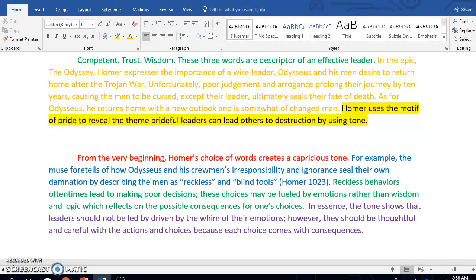From the very beginning, Homer's choice of words creates a capricious tone. Capricious, you all, means witty, flighty, fickle. He just goes by the whim, whatever he feels like. For example, you see my transition? The muse foretells of how Odysseus and his crewmen's irresponsibility and ignorance seal their own damnation by describing the men as reckless and blind fools.